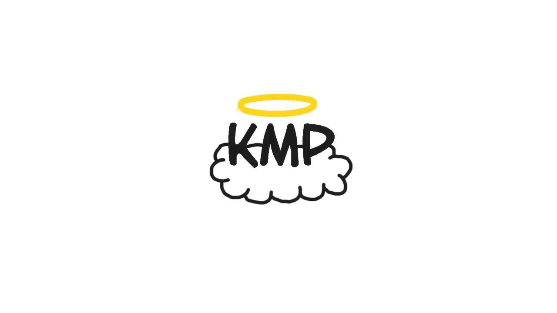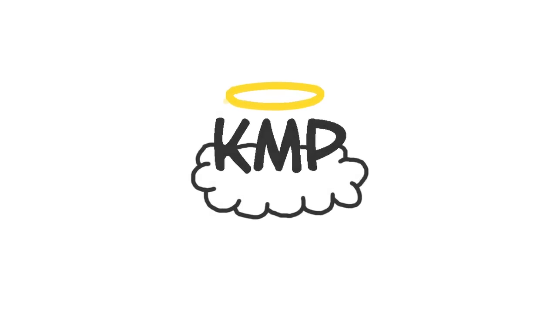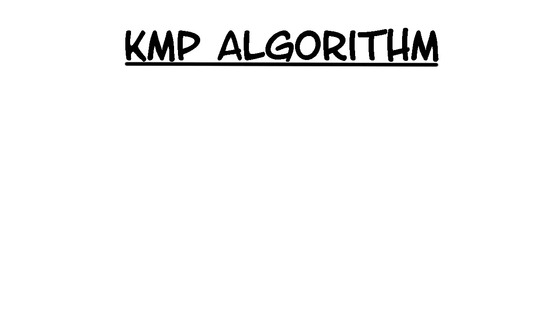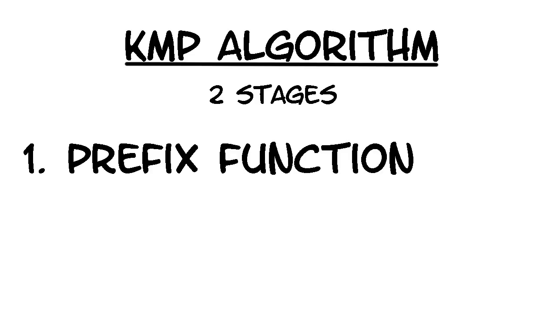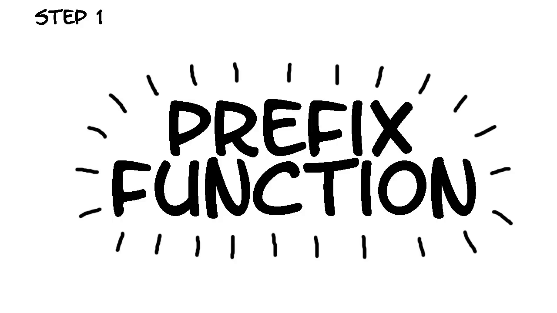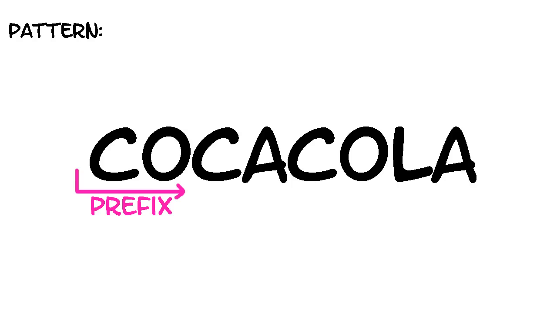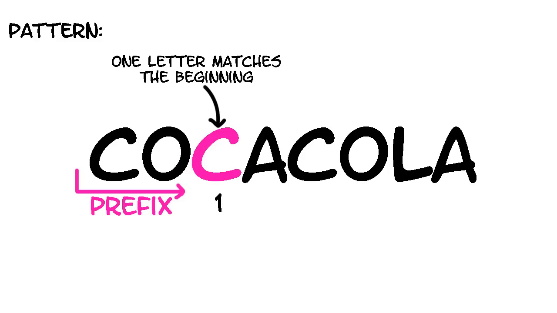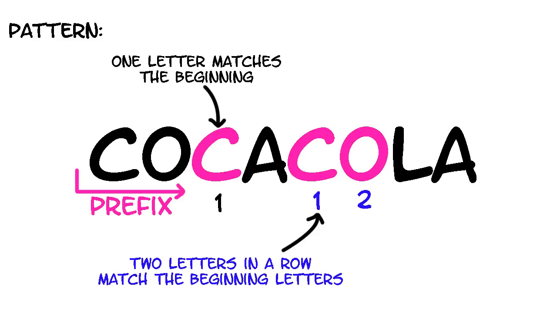The Knuth-Morris-Pratt algorithm solves this problem by shifting the pattern by more than one position each time, and also pre-computes our pattern. The KMP algorithm consists of two stages, the prefix function and the actual string matching process itself. Let's start with the prefix function. The prefix function takes our pattern and finds matches of the prefix, or the beginning of the pattern, within the pattern itself. This may seem a little confusing, but hopefully this example should clear things up.